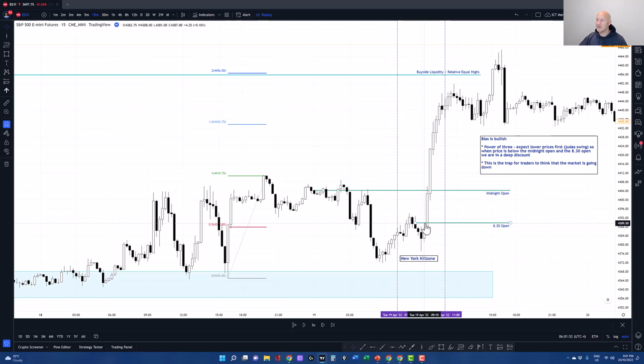So in this particular example, we have a really good example of the Judas swing, and we're actually in a really deep discount because not only are we below the midnight open, but we're actually below the 8:30 open as well. So this is a really deep discount. So this is a really good example of that Judas swing. And for most market participants, they would see this as weakness because we're below both the midnight open and the 8:30 open. So that would be seen as a sign of weakness. And most traders would be expecting then that the market is going to go downwards, not go up.